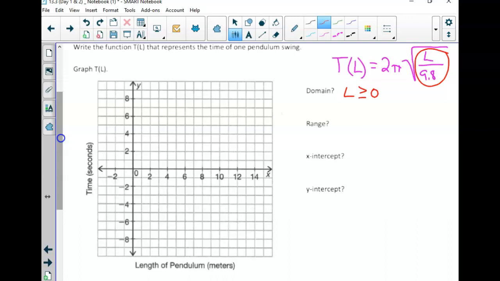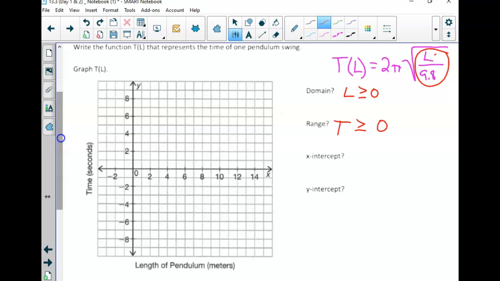Well, my range in this case is going to be t. When I plug this 0 in here, 0 divided by 9.8 is 0. The square root of 0 is 0 times 2 pi is 0. That's kind of like my starting point of my graph, or my range, I should say. So now I'm just going to pick another number in there, like maybe 9.8, because 9.8 is greater than 0. If I put 9.8 in for L, I'm going to get 9.8 over 9.8. That's going to give me 1. The square root of 1 is 1 times 2 pi is 2 pi, and 2 pi is greater than or equal to 0, so that's my range.